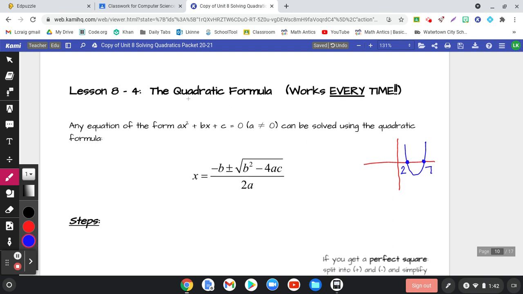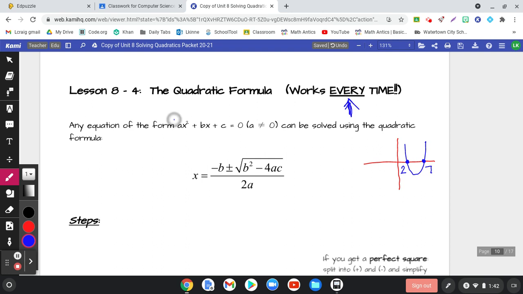I personally like the quadratic formula, even though it looks pretty scary. I like this the best for the main reason of it works every single time. The other nice thing, you might be saying, well, how am I going to remember this formula? Guess what? You don't have to. You will see this come up in algebra and algebra 2, and it's always given to you on the formula sheet. You'll never have to memorize it. So let's talk about it.